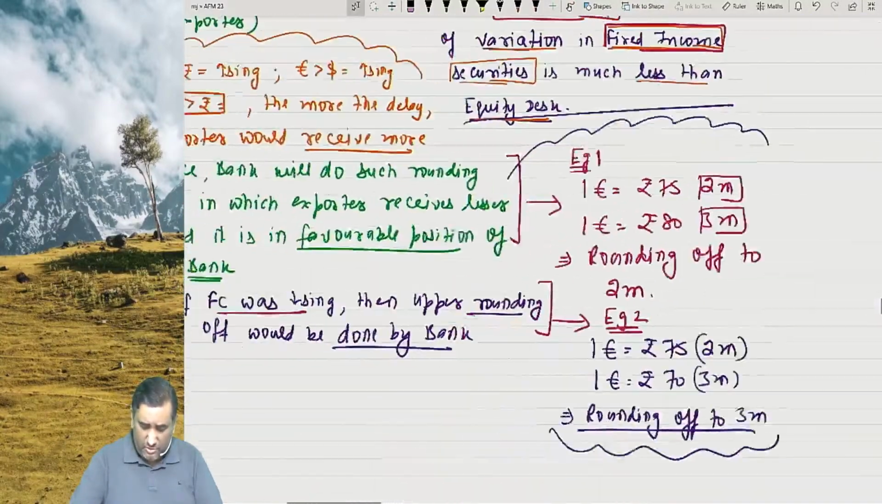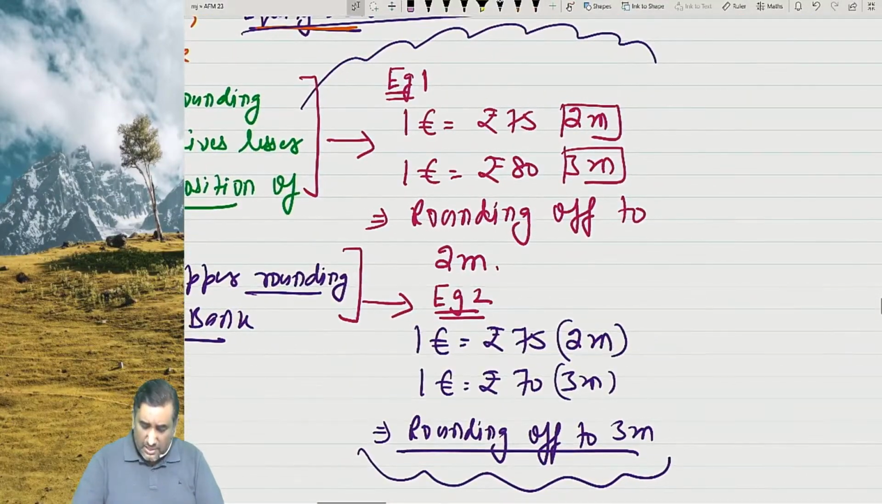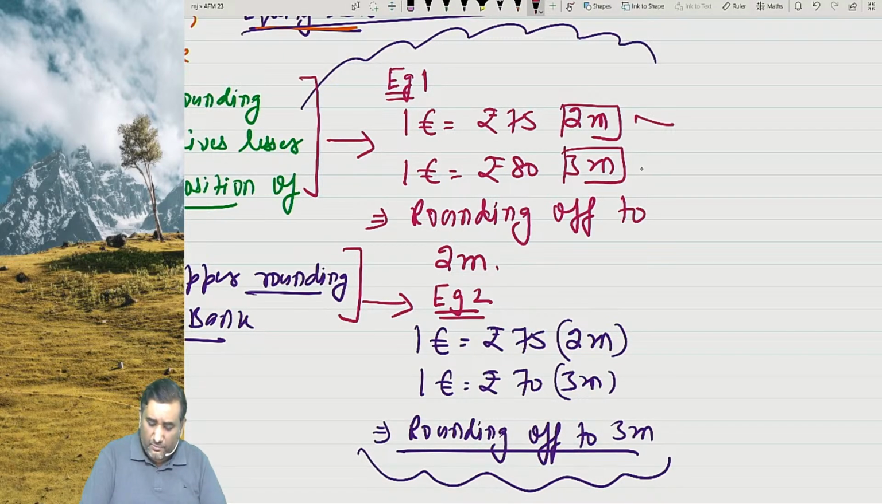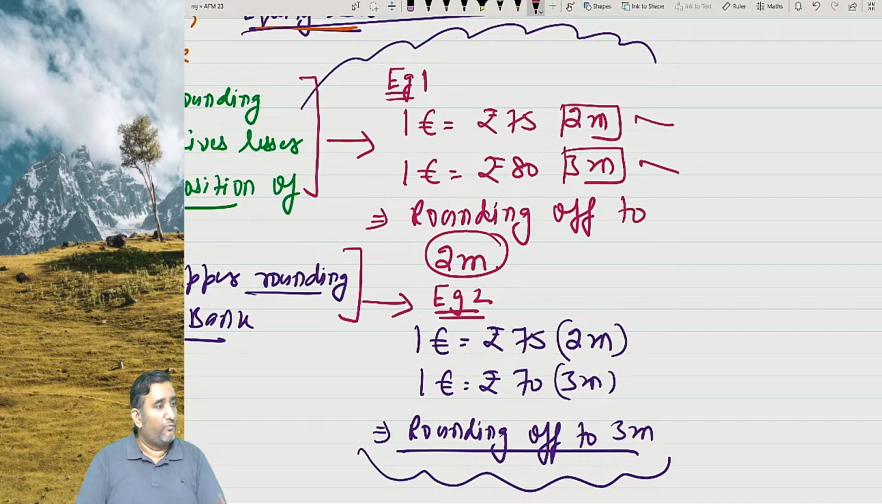Yes, I have taken those numbers also. So let's suppose if I have taken 2 month forward rate, €1 is 75 and €1 is 80. I've just taken rough numbers here. So rounding off would be done to 2 months. You know why 2 months? Whatever situation will benefit the bank, it will do that month rounding off.